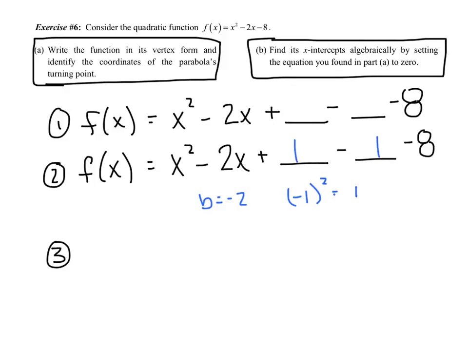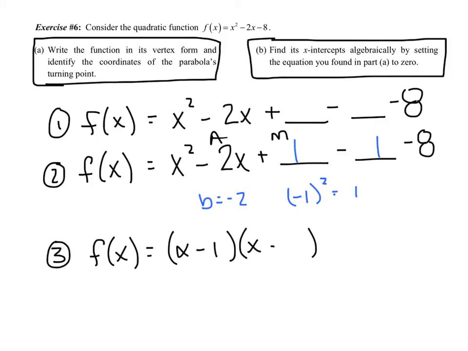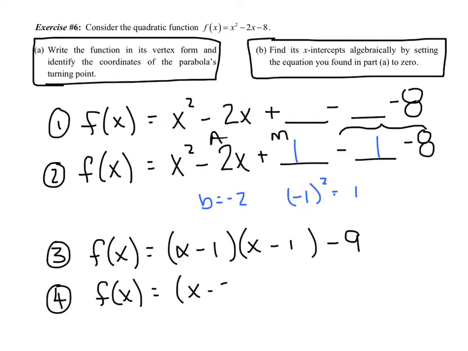Step 3 is I'm going to factor those first 3 terms, and as I'm factoring here, I'm thinking I need 2 numbers that add up to negative 2 and multiply to positive 1. And that's going to give me negative 1, negative 1. Again, those are identical. And then what I'm going to do is combine those last 2 terms to get negative 9. Step 4 is I'm just going to simply condense those 2 factored terms.